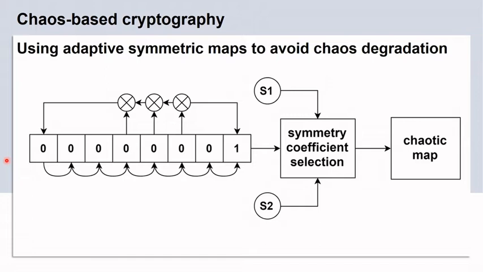Using adaptive symmetry, we can switch between the symmetry values, therefore changing the system output, but it stays inside the chaotic regime and the behavior of the system is not affected. So it's an efficient way to avoid chaotic degradation. Also, we have a paper on it, I believe, even with co-authorship of our host today.